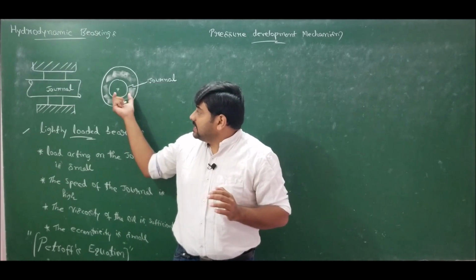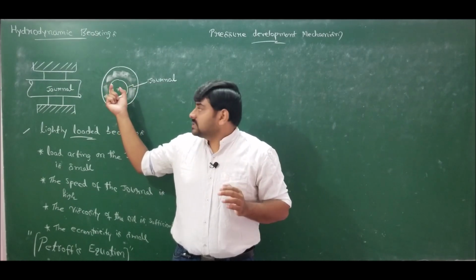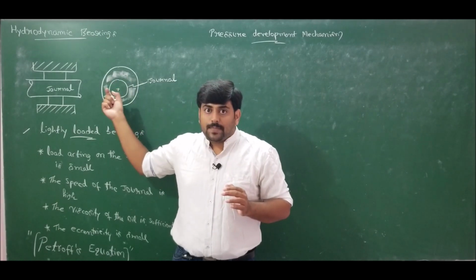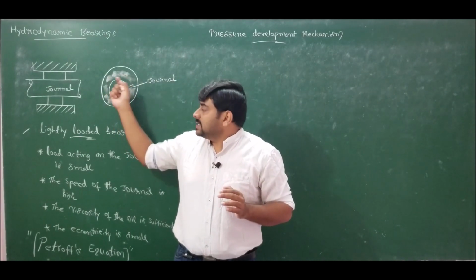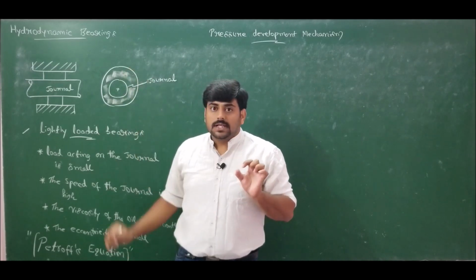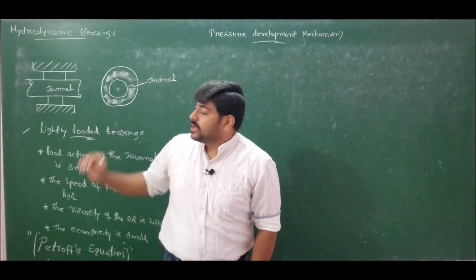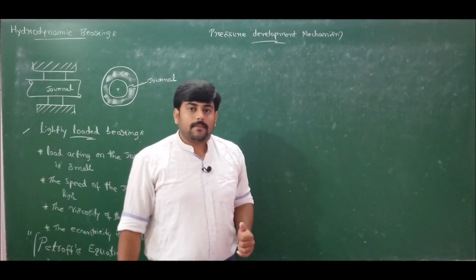The journal takes a position such that its rotation causes continuous circulation of the lubricant, and also a change in pressure that can produce a sufficient force to withstand the load acting on the journal. How pressure development takes place in a hydrodynamic bearing is the next topic.